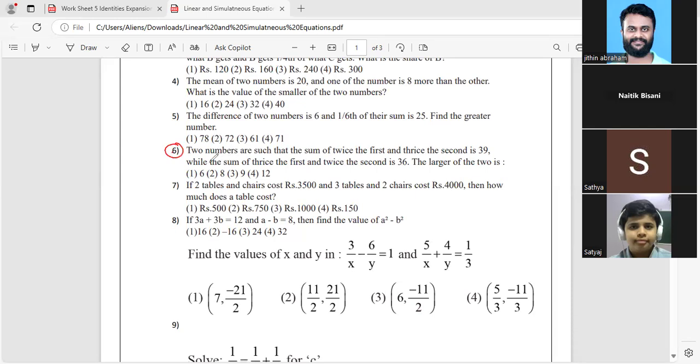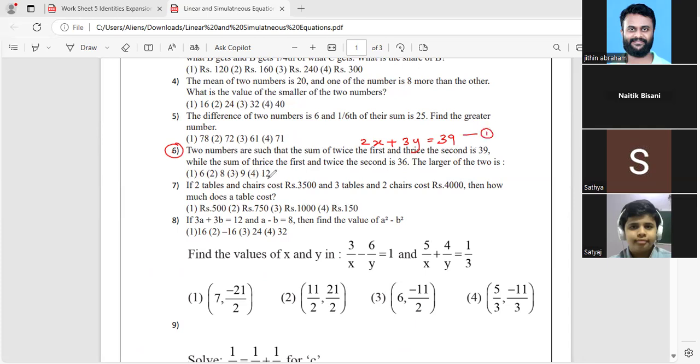So the sixth problem goes like this. There are two numbers such that the sum of twice the first number and thrice the second number is 39. Let me call the first number x. Twice the first number is 2x. Sum means plus. Thrice means 3, of the second number, let me call it y. Is means is equal to 39. So this is your first equation, equation number 1.